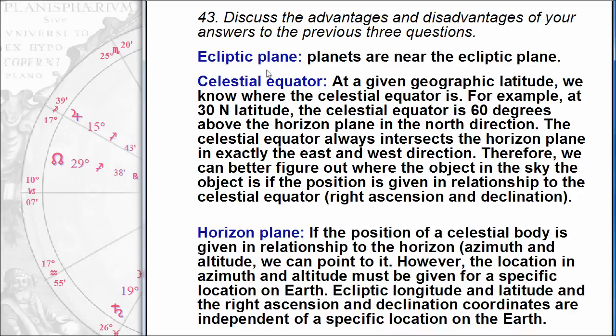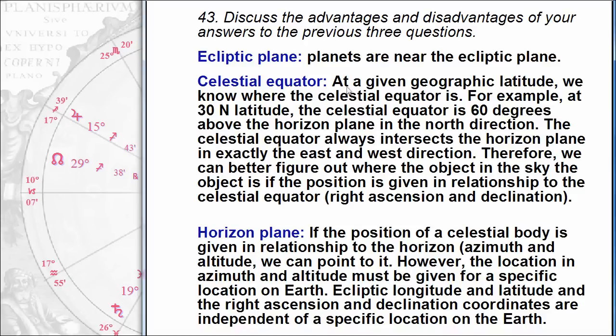So if that's true, why don't astronomers use it? The reason astronomers tend not to use the ecliptic plane is because the ecliptic plane is moving all over the sky, and it's hard to know where it is. And what do astronomers want to do? They want to get their telescopes out and point their telescope to the planet or to the comet or whatever it is. And it's very difficult, even for an astronomer, to know where the ecliptic plane is at any given time. And the celestial equator is easier.